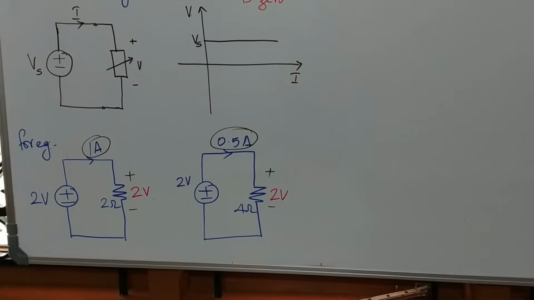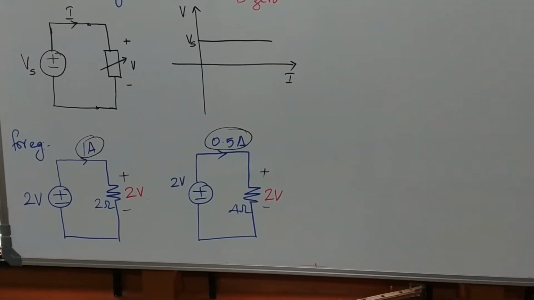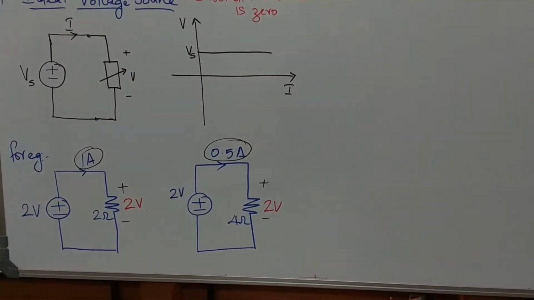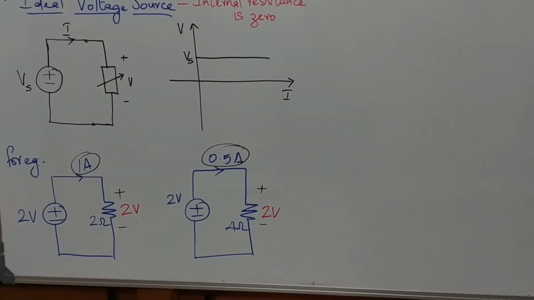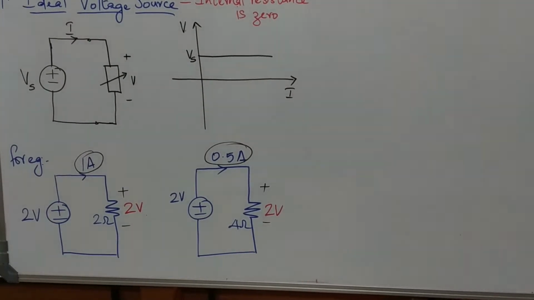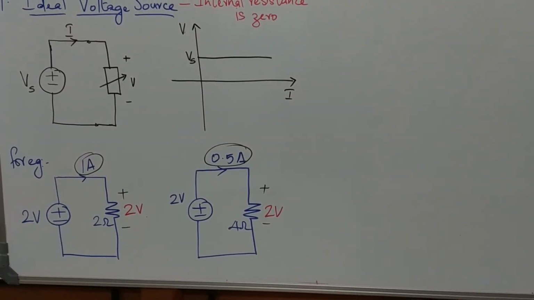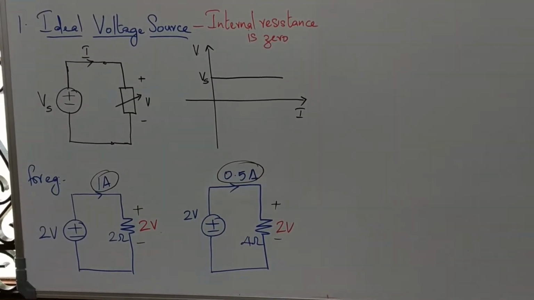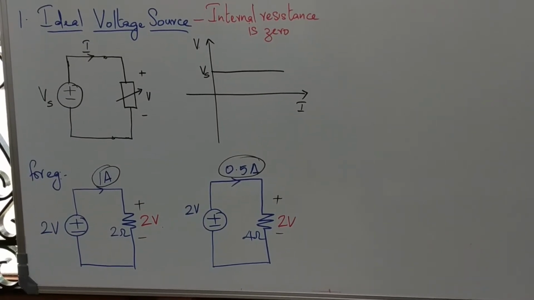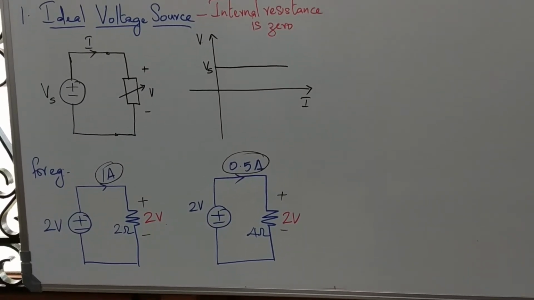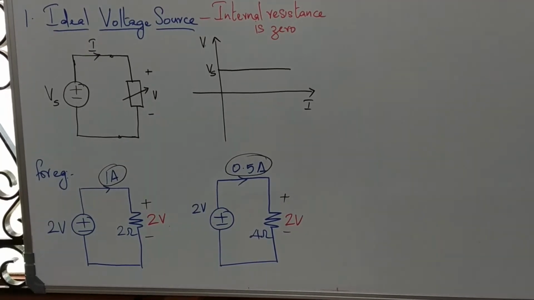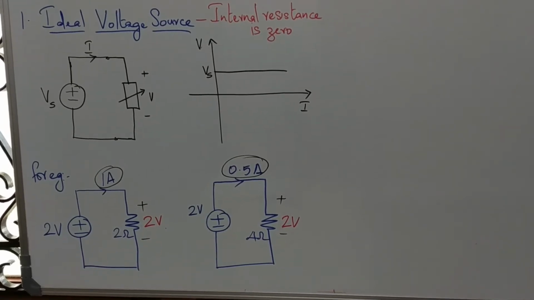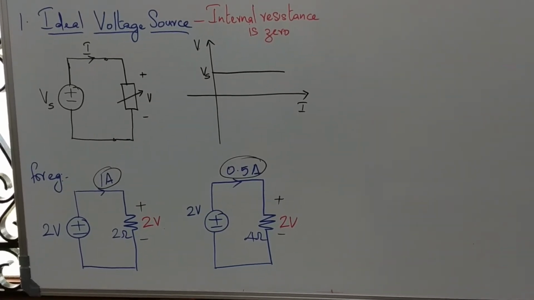Now in the second case, you can see I have changed the value of the load from 2 ohm to 4 ohm. Accordingly, the current changed from 1 ampere to 0.5 ampere. Again, the drop across the load remains 2 volt itself. So for an ideal voltage source, the internal resistance will be 0 and the output voltage is independent of the current flowing through it. Whatever be the current flowing through the circuit, the voltage it delivers will remain the same. This is the ideal voltage source.